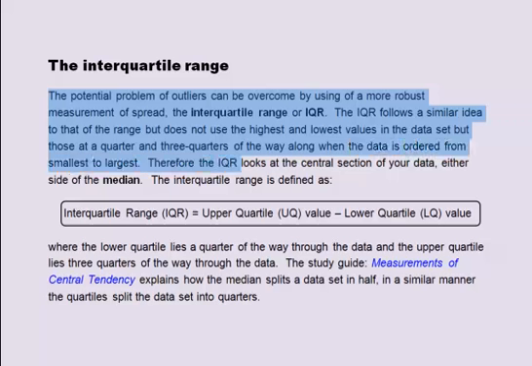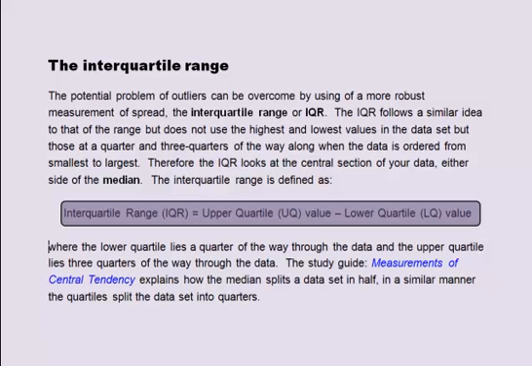Therefore, the IQR looks at the central section of your data, either side of the median. The interquartile range is defined as: interquartile range, IQR, equals upper quartile, UQ, value, minus lower quartile, LQ, value, where the lower quartile lies a quarter of the way through the data and the upper quartile lies 3/4 of the way through the data.